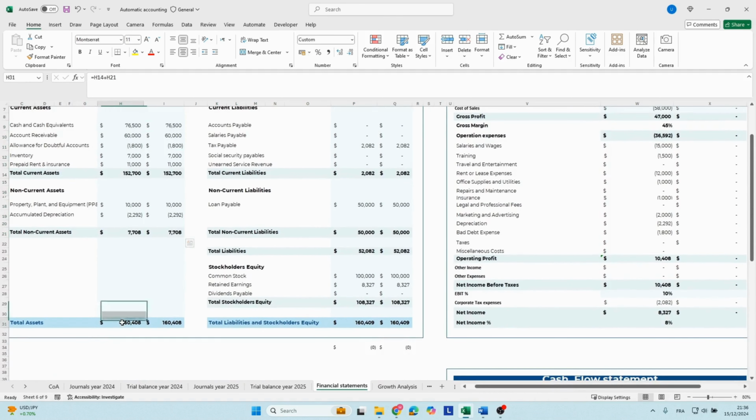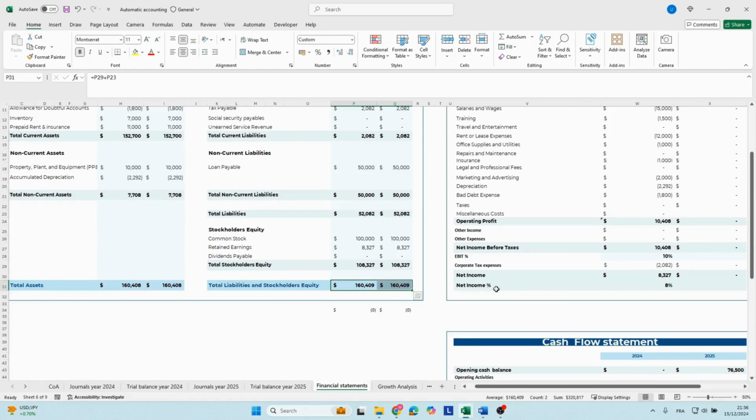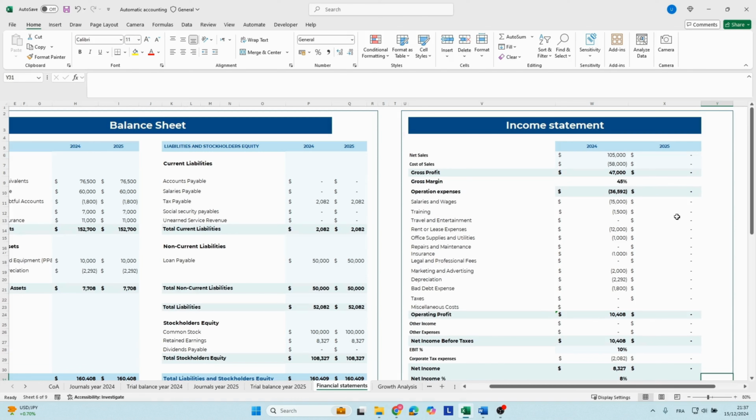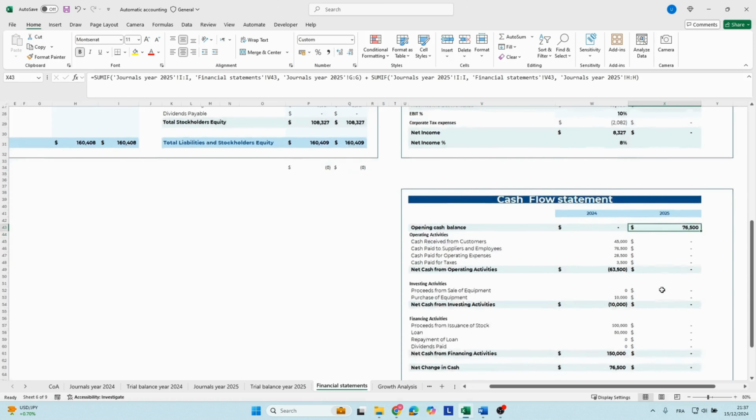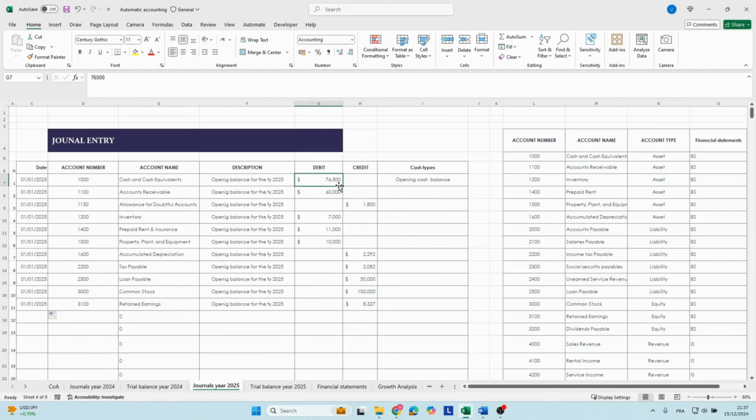You see that our financial year 2024 equal to 2025 because there is no transaction booked yet. For the income statement, it's zero value. And for the opening balance, you see we have only amount for 76,000, which is related to the opening balance for the financial statement. Because here, when we use the account cash and cash equivalent, always we need to give it the type. Here we said this is the open balance for the cash.